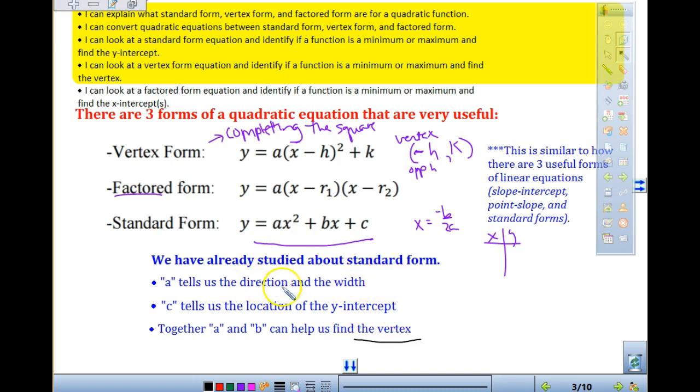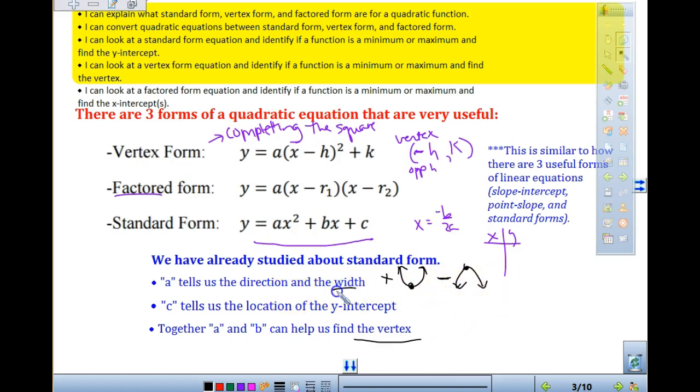The A tells us direction. If the A is positive, our parabola is going up. If the A happens to be negative, our parabola is going down, and it has a maximum versus having a minimum. So you're going to be asked those things. You're going to be asked about your domain and range in tonight's homework again.